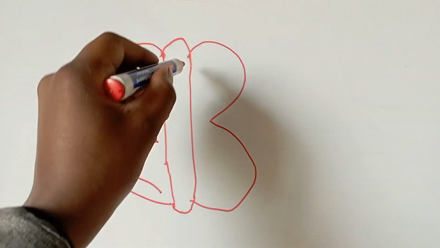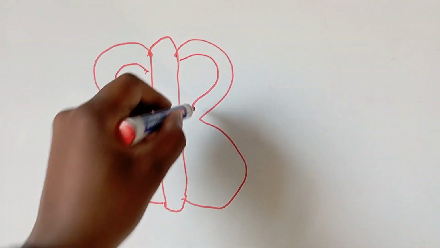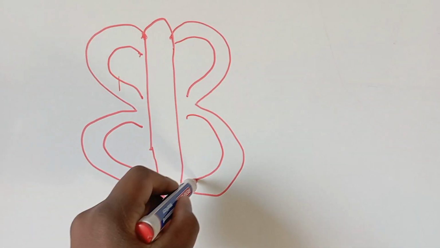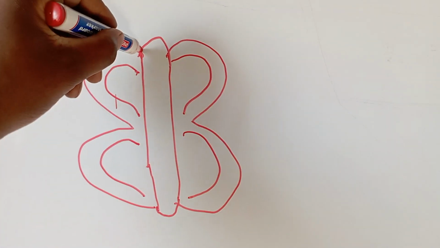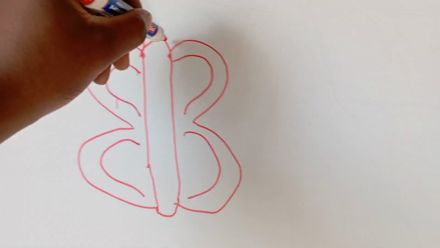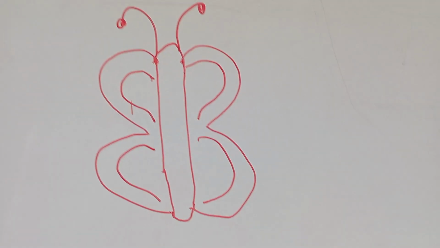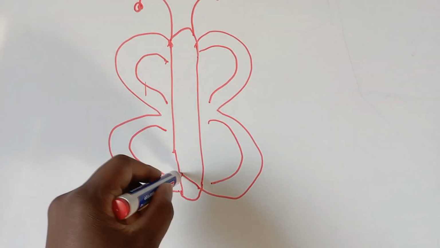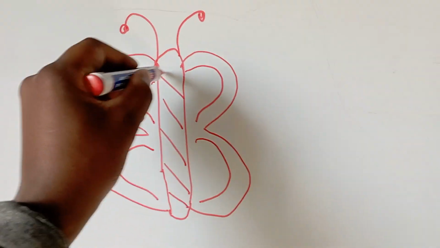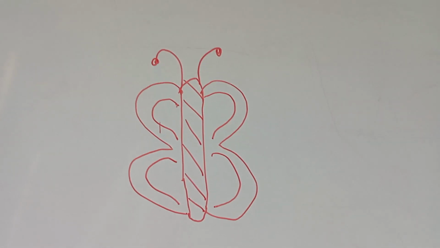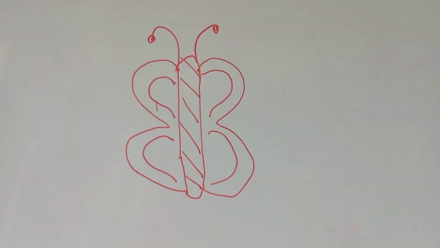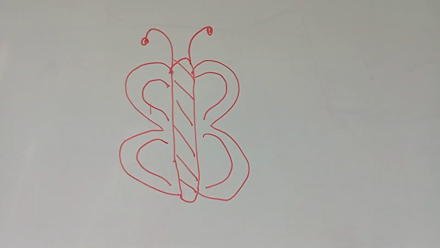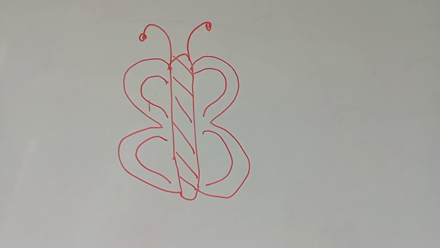Make it design like this, like this, like this. And then you have this part and this part. And we can have extra lines like this. This is our butterfly. It's how easy it is to draw a butterfly for kids.